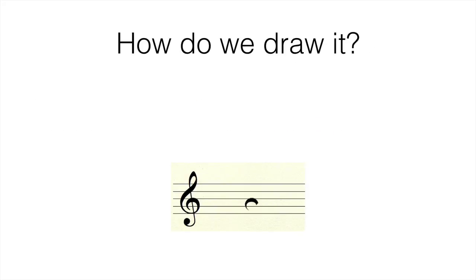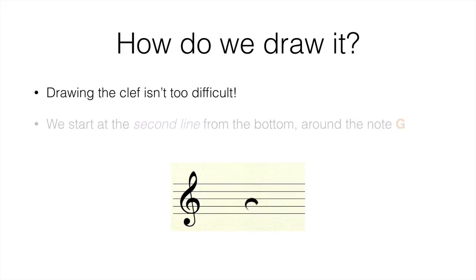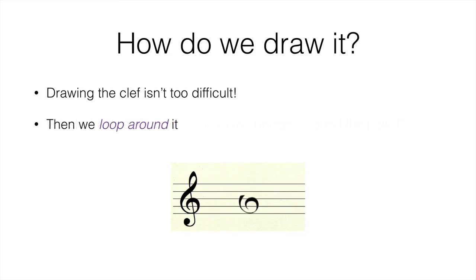So how do we draw this clef? Well, first of all, we start from the second space, going on to the third line, around the note G. Then we loop around it and go past our original start of the clef, and then go up to the top, and then through the center of our initial circle down to the bottom. And that's how we draw the G clef.